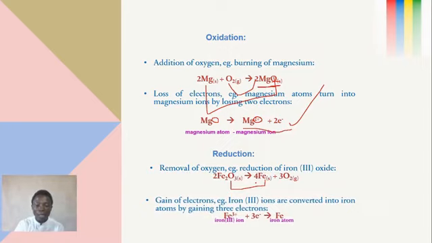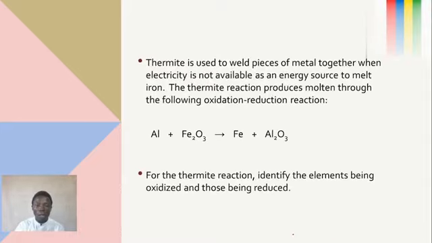And gain of electrons. Gain of what? Electrons. So iron 3 is converted into iron atom. Remember what I stated under electrolysis when I told you that copper 2 is reduced to copper atom. That is done when there is gain of electrons, and that is reduction. Okay, that is reduction. So, example.